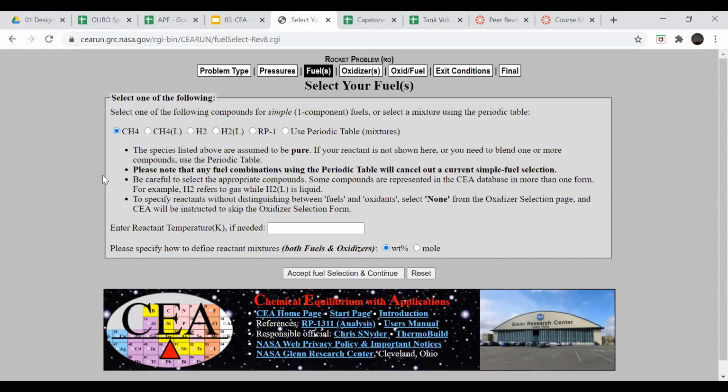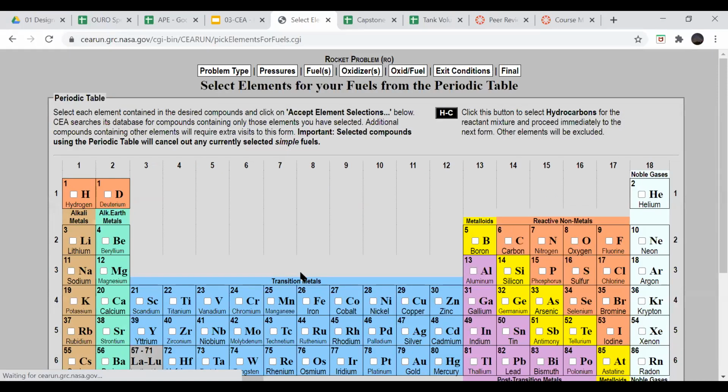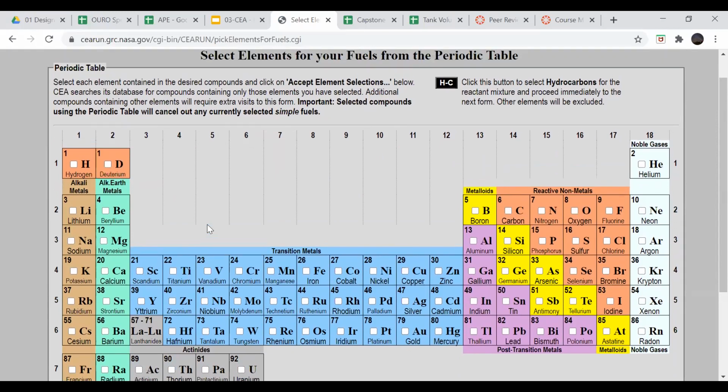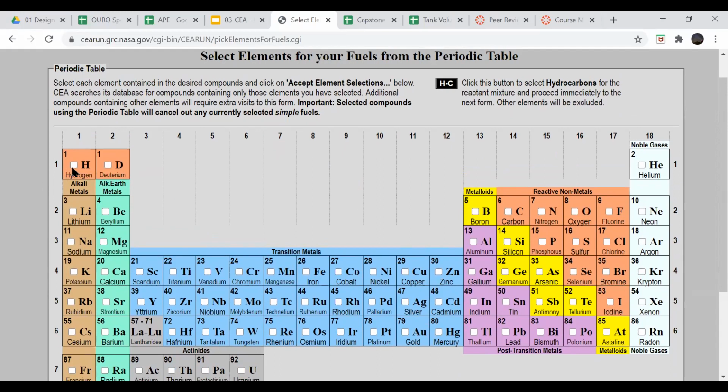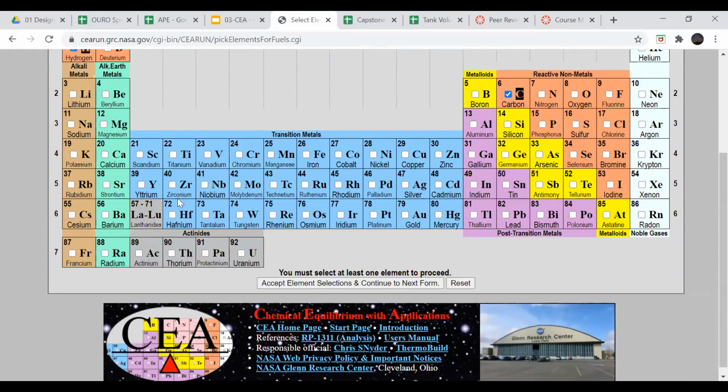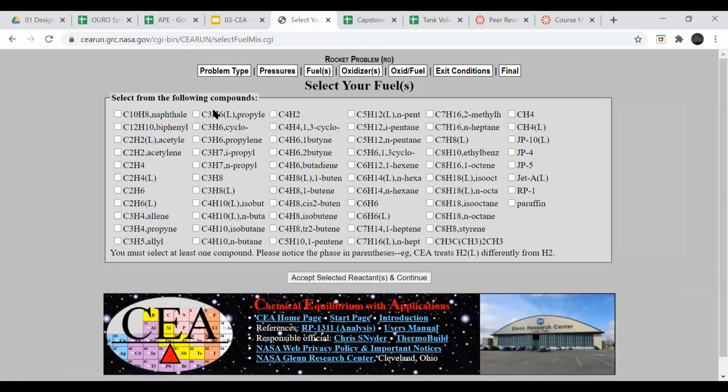All right, so now with fuels, CEA gives you a few different common types of fuel: methane, hydrogen, RP1, rocket propellant 1, which is a grade of kerosene, although we aren't quite using RP1. We wanted to make it a little more accurate, so we're going to pick our propellant from the periodic table. So just click on that, hit accept, and then it brings you to the periodic table. And you basically just select whatever elements are in your fuel. So for us, kerosene is a hydrocarbon made of carbon and hydrogen. So just do that and hit accept. And now it gives you all the different hydrocarbons you could ever want.